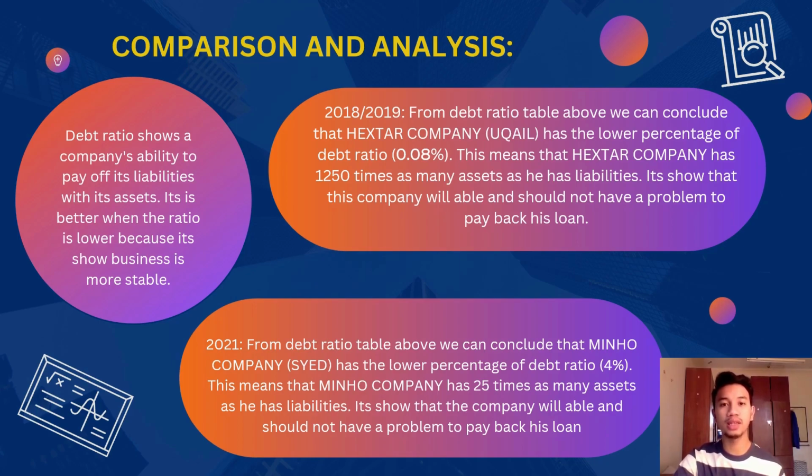And for the year 2021, we can see Minho company has the lowest percentage of debt ratio, which is 4%. And this shows the company will be able to pay back its loan and should not have a problem doing that.